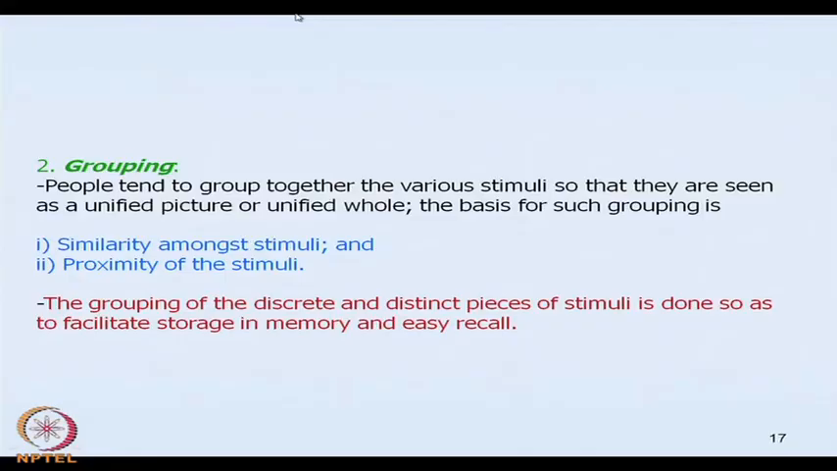Now let us come to the second principle, which is grouping. People tend to group various stimuli together so that they are seen as a unified whole. The basis of such grouping is two: one, similarity of the stimuli, which we just discussed a little while ago, and the second, proximity of the stimuli. The grouping of discrete and distinct pieces of stimuli is done basically to facilitate our learning process, to facilitate storage in memory, and easy retrieval and recall as and when required.